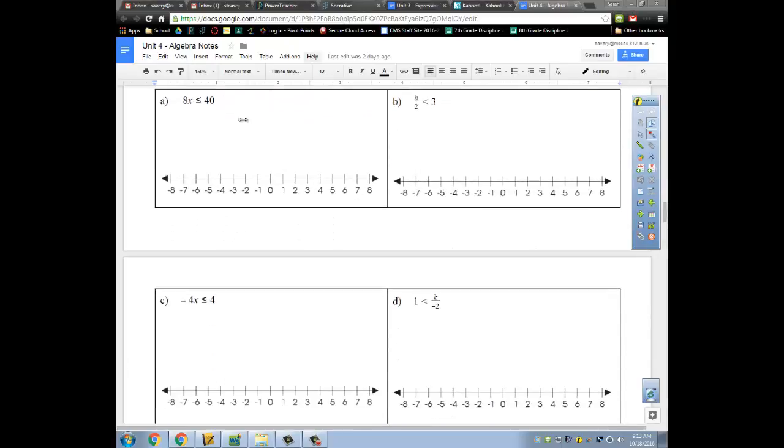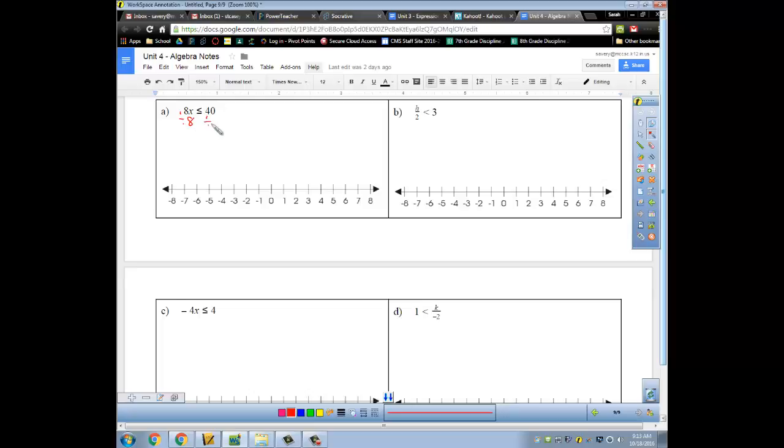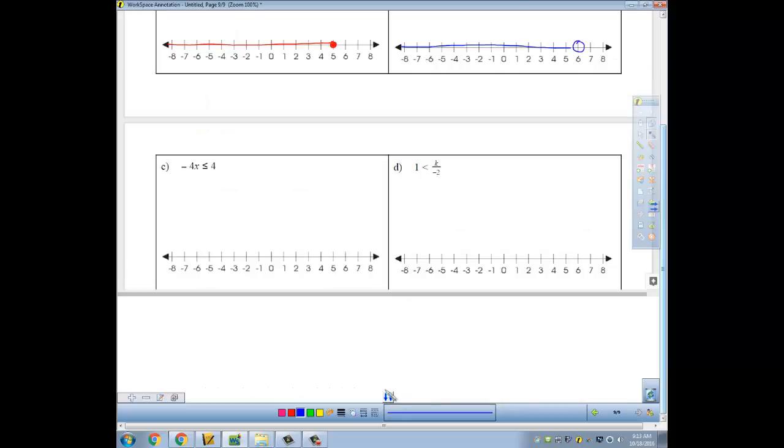So for part A, I'm going to divide by 8 on both sides to get x is less than or equal to 5. So I'm going to have a closed circle on 5 going to the left. So that one was just normal. Next, I'm going to multiply both sides by 2 to get h by itself. So we get h is less than 6. I didn't have any negatives, so I don't have to worry about flipping anything. So open circle on 6 going to the left.